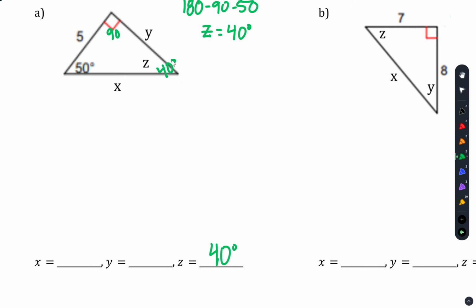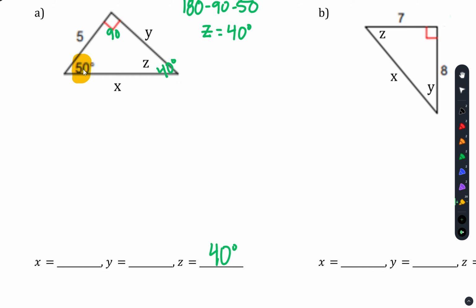Now I got to start working on the sides. If I already have one side, that's great. That should kind of be given to me. The second side, I have to use regular trig, and then I'll tell you about the third side. So the second side, it doesn't matter what angle you pick. You cannot pick this right angle, but you can pick any of the other two, 50 or 40. That's important. Don't pick the right angle. I'm going to pick this 50.